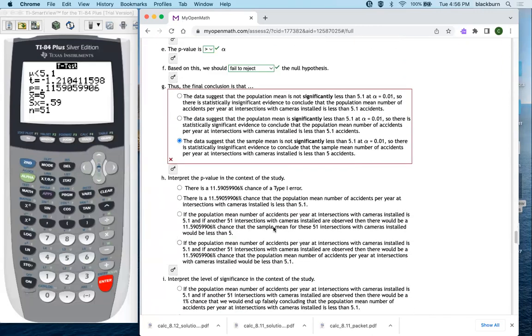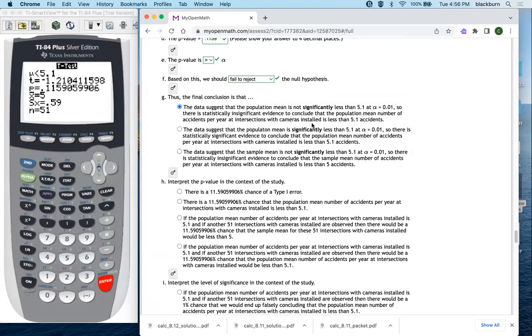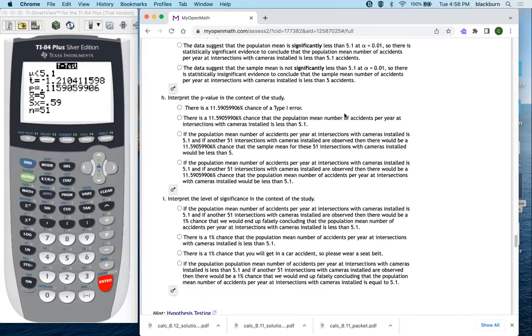Do we get it right? No. So it's the first one because, yeah, I went off track here. This is what we got in the sample. What the population mean was is 5.1. That's what we're trying to prove or disprove. So we should have chosen the first one.